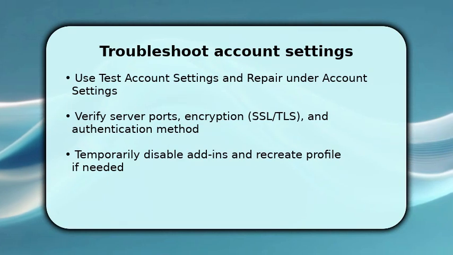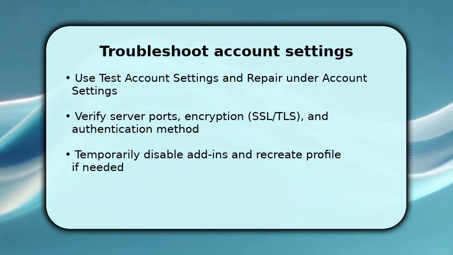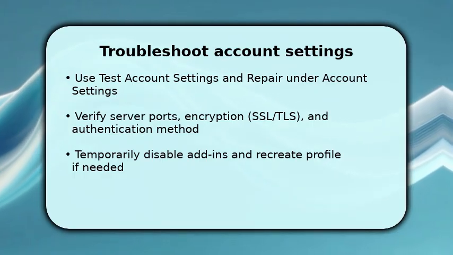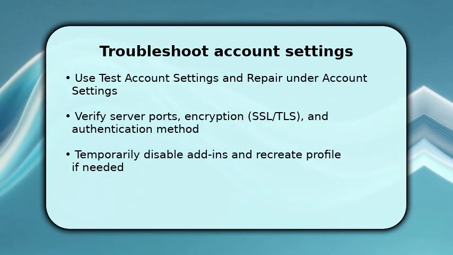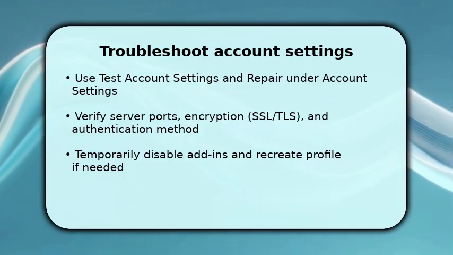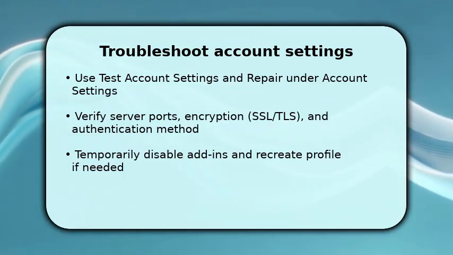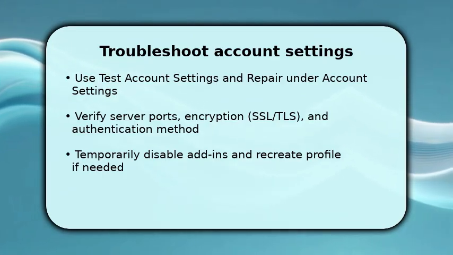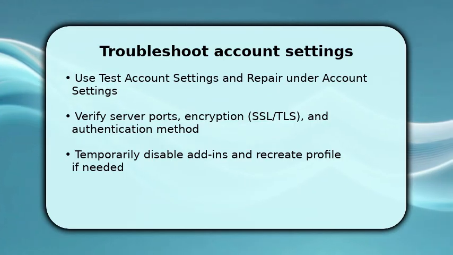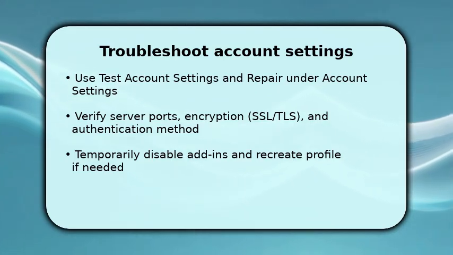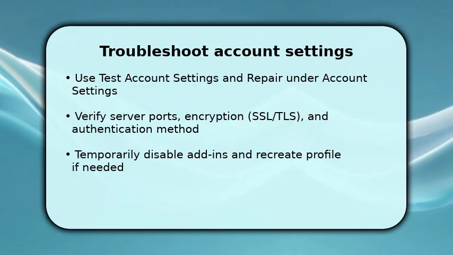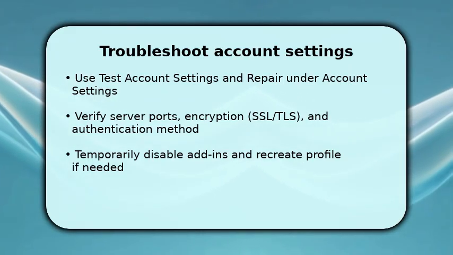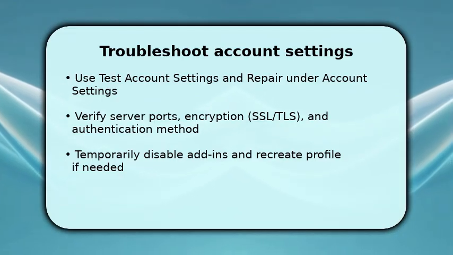You now focus on account-level fixes. Open account settings, run test account settings, and use the repair tool to autocorrect common issues. Make sure to manually verify incoming/outgoing server names, port numbers, and encryption, SSL versus TLS, and confirm the authentication method matches provider requirements. Once done, disable add-ins, and if the problem persists, recreate the Outlook profile to eliminate profile corruption. These steps remove mismatches that commonly cause endless connection attempts.